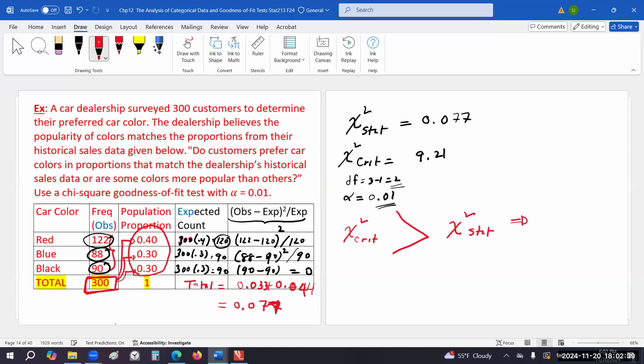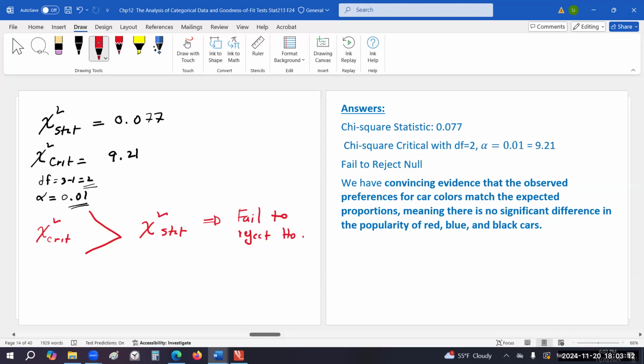So for the conclusion, do you reject or fail to reject? Fail to reject. Even though we did not state the null hypothesis, we assume that the null hypothesis is that the proportion is according to what they are telling us. The alternative will be the opposite.